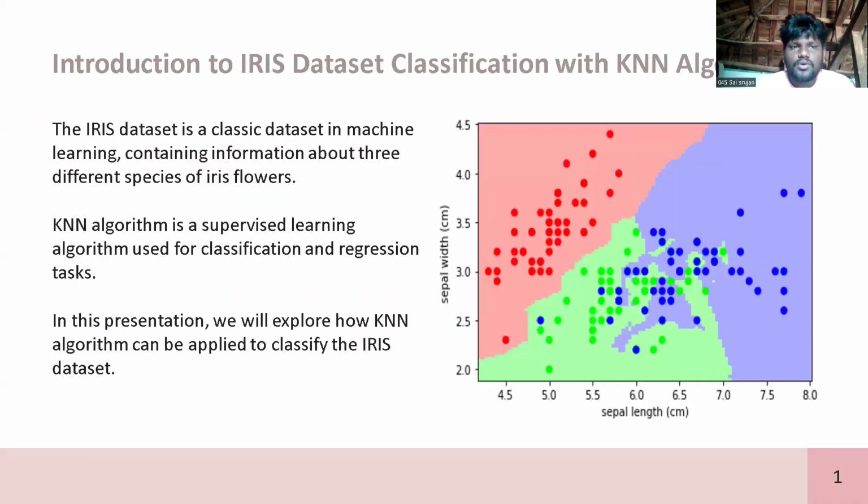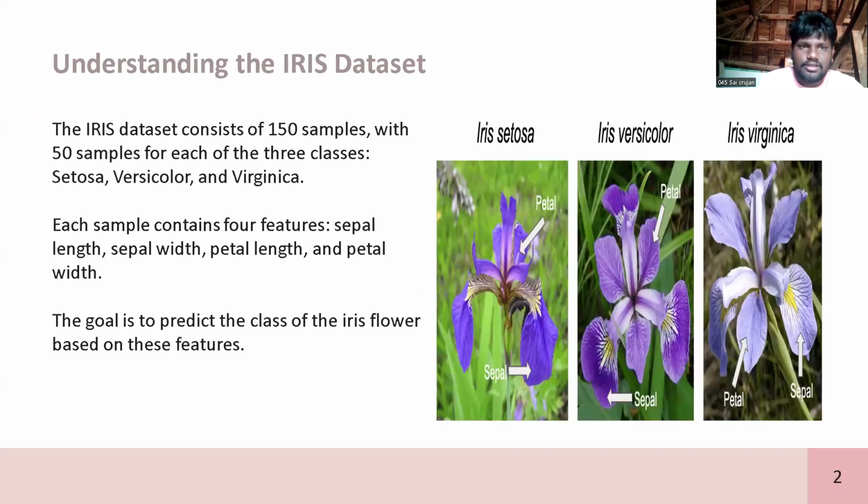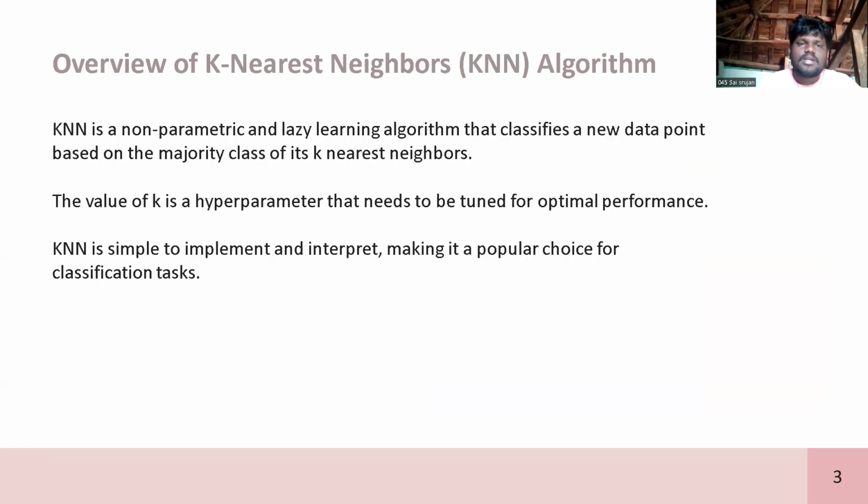And the overview of the video: introduction to data sets, classifying with the KNN algorithm. You know, KNN is used for classification and regression. It is a supervised machine learning algorithm. First of all, the data set contains three classes, and each class has four features: sepal length, sepal width, petal length, petal width. This algorithm is used to predict what type of flower it is.